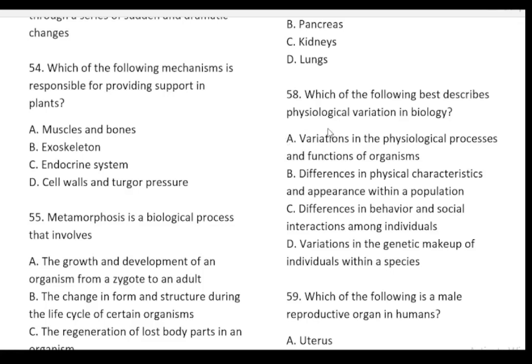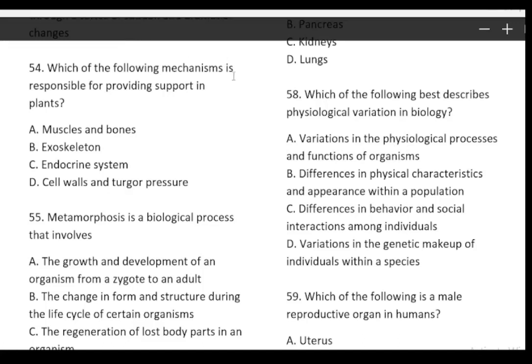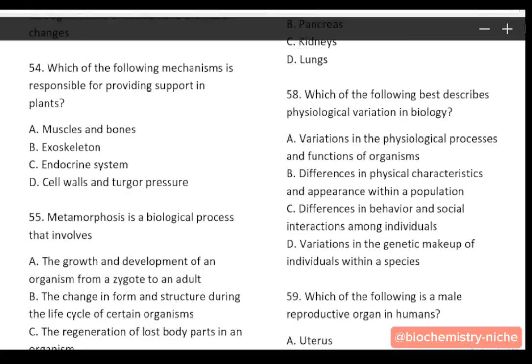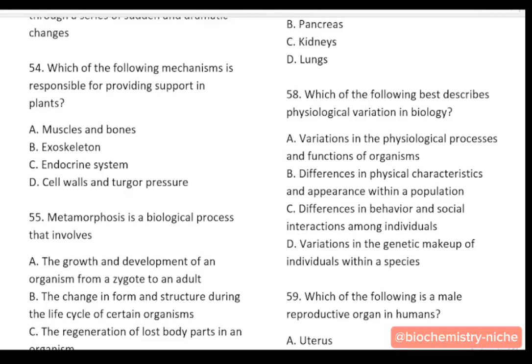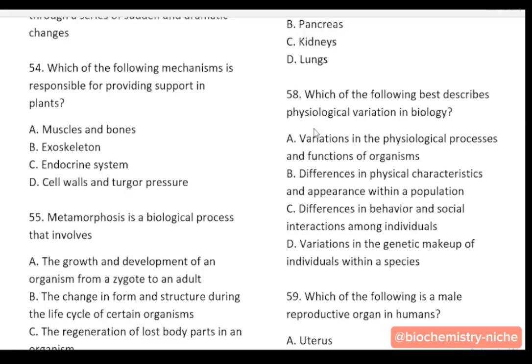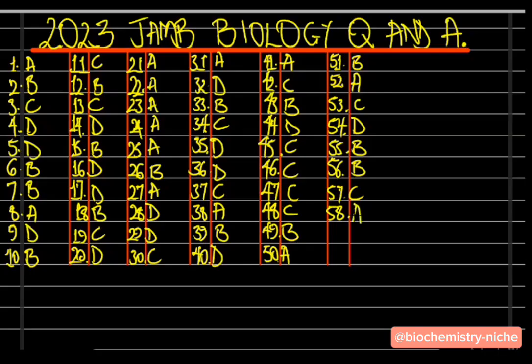What is option A telling us? It says variation is found in the physiological process and function of the body. When we talk about physiological variation, we're talking about variation that is seen in organism, particularly making up the body part or the internal structure of that organism. We have other types of variation, like structural variation and morphological variation. But this one we're talking about is the physiological variation. So option A is our answer. Option A.